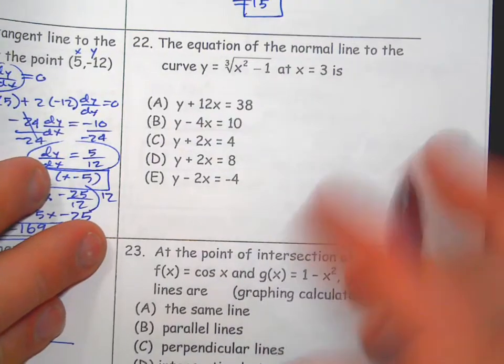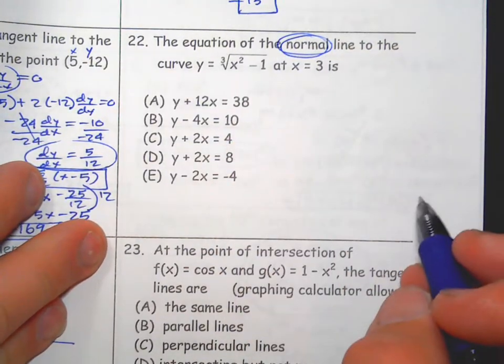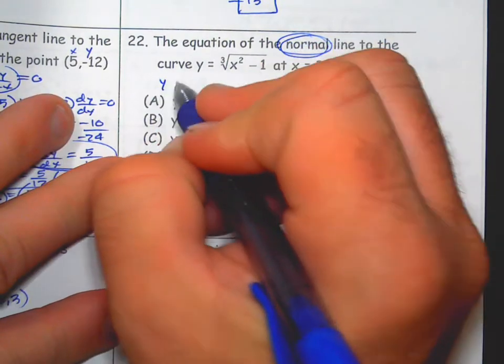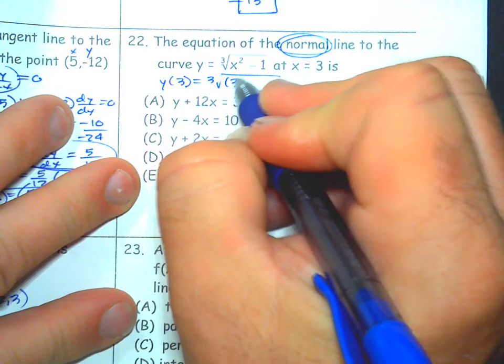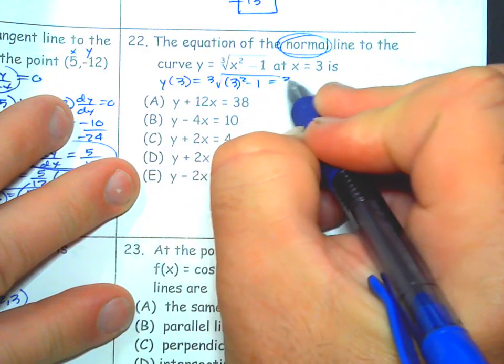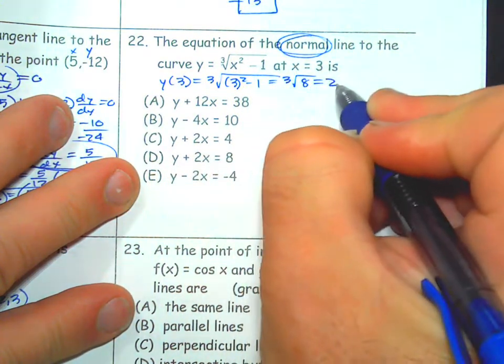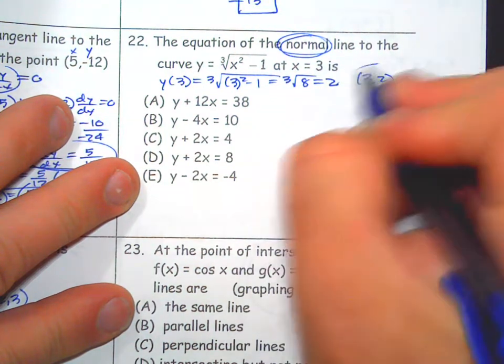It's kind of like the function tables, but equation of the normal line, at x equals 3. So first thing I'm going to do is find the y value because they didn't give it to me. That's going to be the cube root of 8, which is 2. So the point is at 3 comma 2.